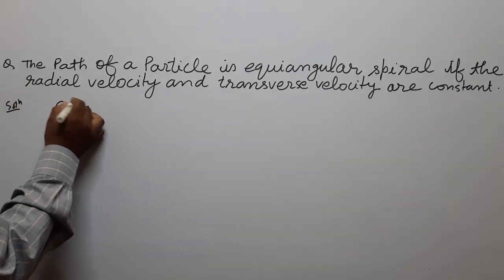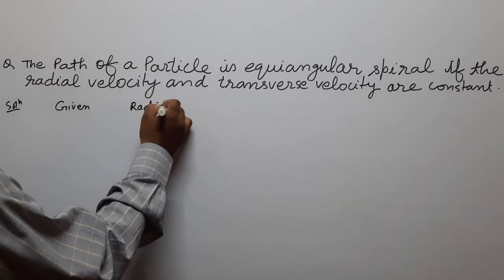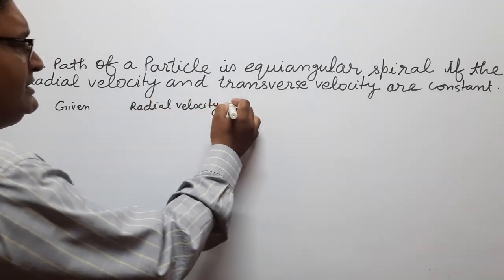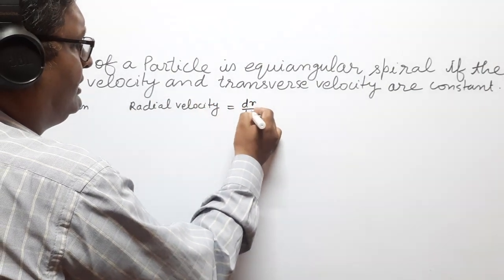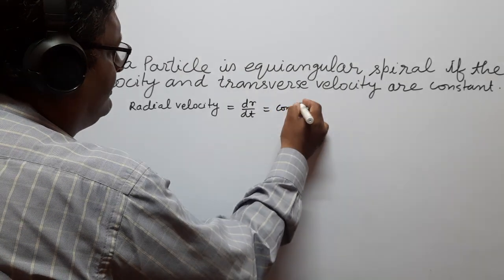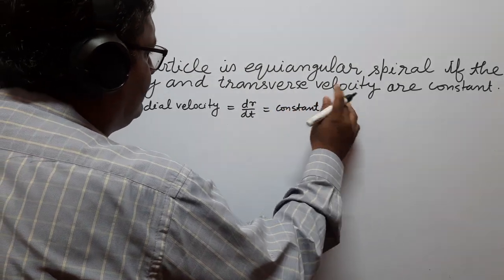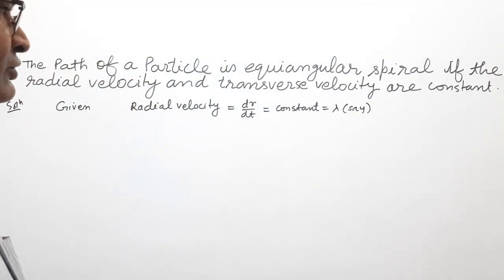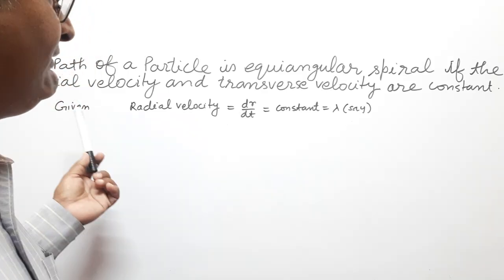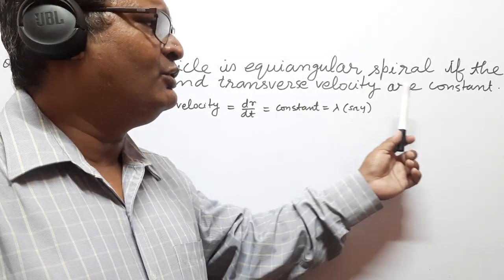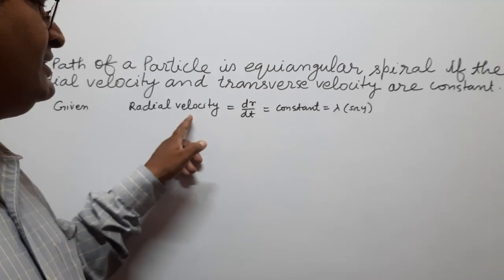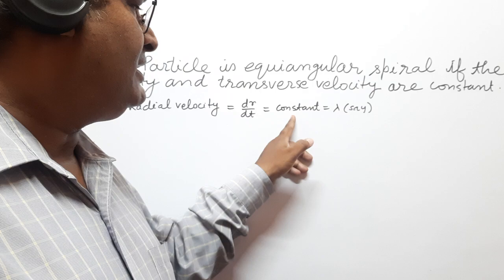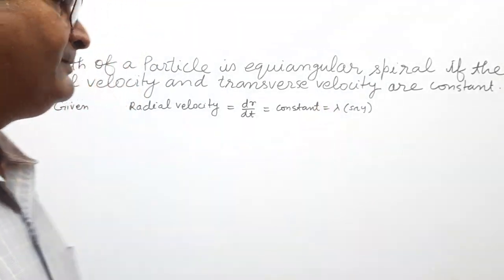Given is radial velocity. We know that radial velocity is dr upon dt, and this is equal to a constant. So here it is given that radial velocity and transverse velocity both are constant. Radial velocity is dr upon dt, and dr upon dt is constant. We suppose that this constant is equal to lambda.